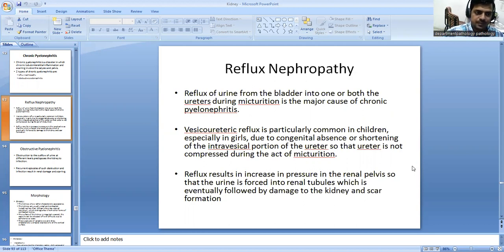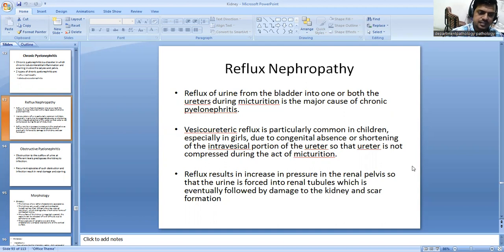cause of chronic pyelonephritis. Vesicoureteric reflux. It is particularly common in children, especially in the girls, due to congenital absence or shortening of the intravesical portion of the ureter, so that the ureter is not compressed during the act of micturition.